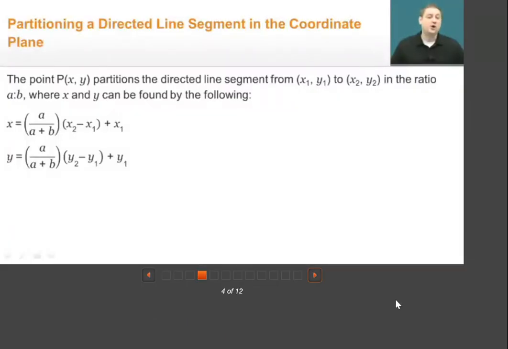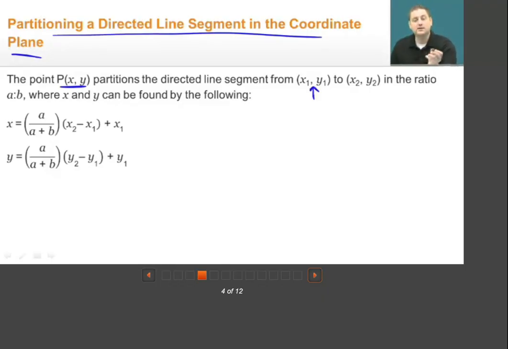You've seen how to divide a horizontal line segment into a given ratio. Well, we can use that same reasoning in order to partition a directed line segment in the coordinate plane that now has both horizontal and vertical components. So the point P is going to be at (x, y), and that's going to partition the directed line segment from the first point, (x1, y1), to the second point, (x2, y2), in the ratio a to b, where x and y can be found by using these formulas.